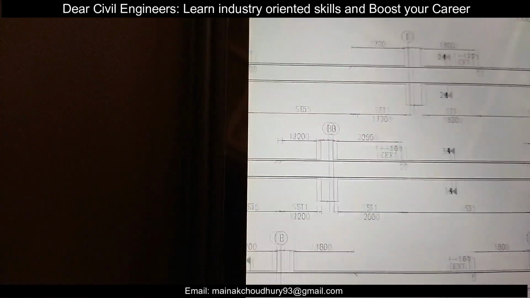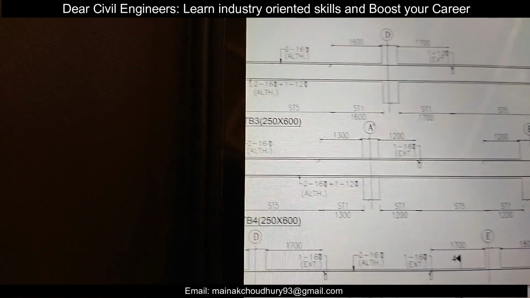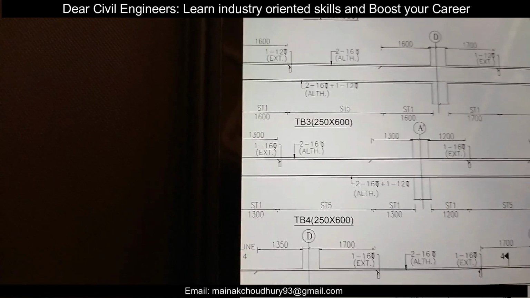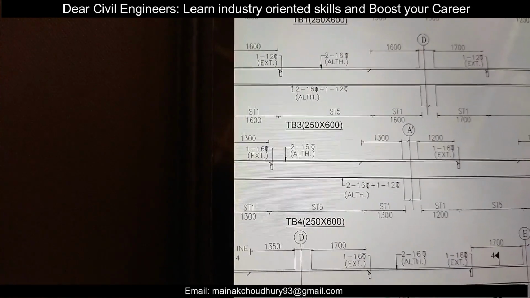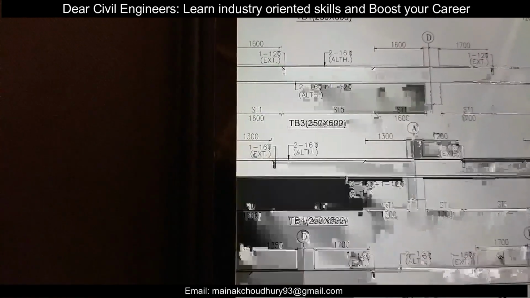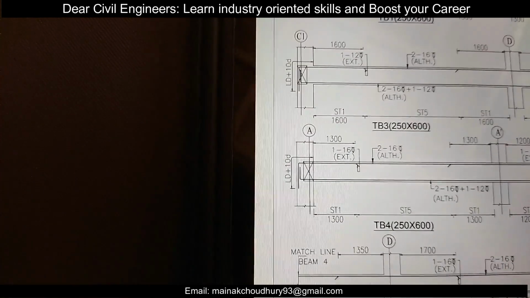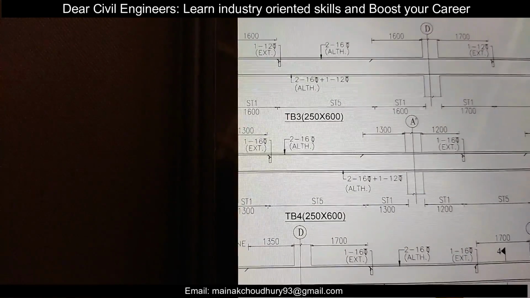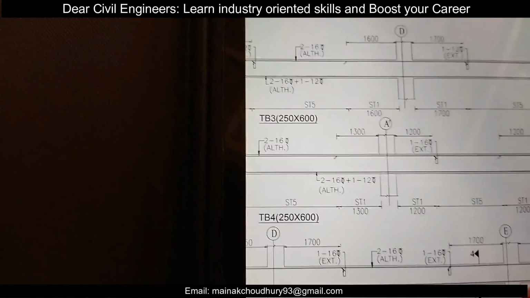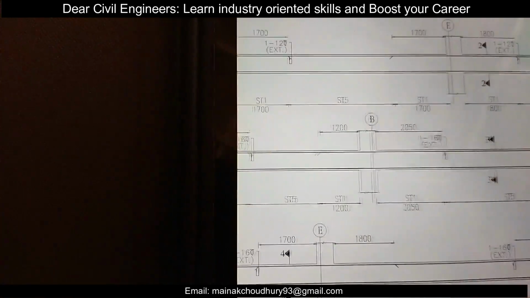So in the bottom of this particular beam we are supposed to have 3 rebars, that is the continuous reinforcement, and at the top we have 2 all through, and in some places we have extra rebars at the top. That is, the extra rebars are also limited to 1 number.